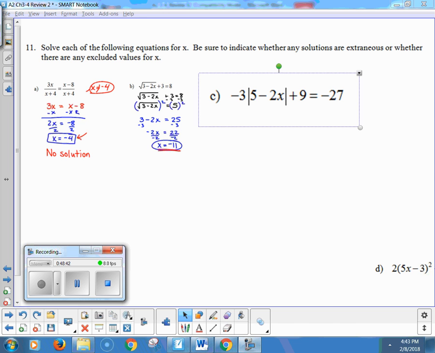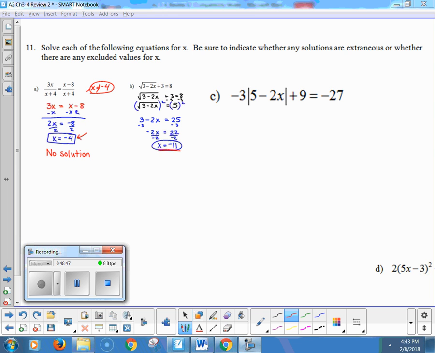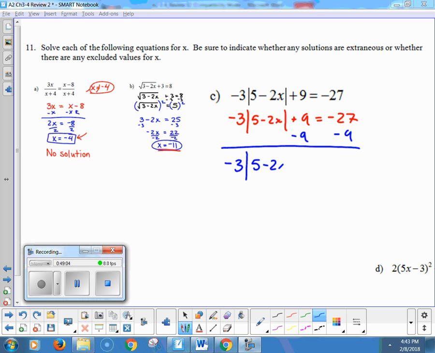Part C, solving problems that involve absolute values. Again, those can be tricky, so we should make sure we check our answers. So we have negative 3 times the absolute value of some stuff plus 9 equals negative 27. Maybe we're smart and we subtract 9 to start with. So we get negative 3 times the absolute value of some stuff equals negative 36. And if we divide through by negative 3, we get the absolute value of 5 minus 2x equals 12.